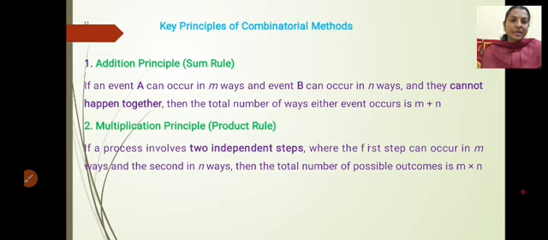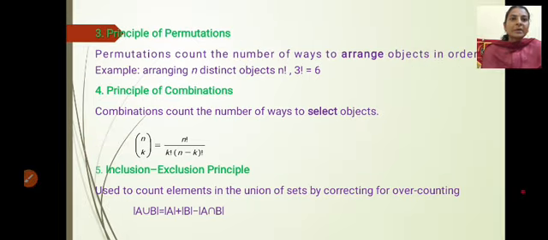The second one is the multiplication principle. If a process involves two independent steps where the first step can occur in m ways and the second in n ways, then the total number of possible outcomes is m into n. The principle of permutation. Permutation counts the number of ways to arrange objects in order. Example, arranging n distinct objects, n factorial, equal to 3 factorial equal to 6. Principle of combinations. The combination counts the number of ways to select objects. N combination k equals n factorial divided by k factorial into n minus k factorial. Inclusion and exclusion.